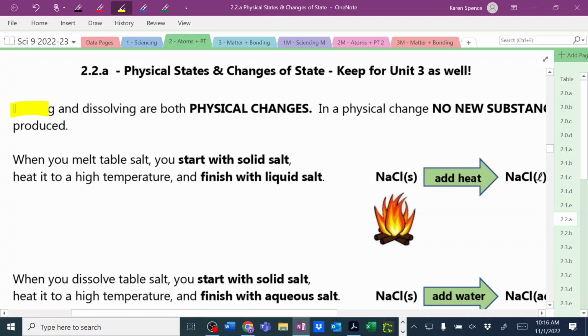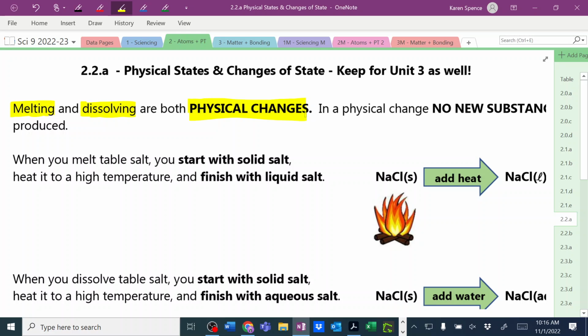Both melting and dissolving, where we turn it into a liquid and when we turn it into aqueous, those are physical changes. You looked a little bit earlier, a couple weeks ago probably, at what a physical change is. What does it mean for a change to be physical as opposed to chemical? There's no new substance.